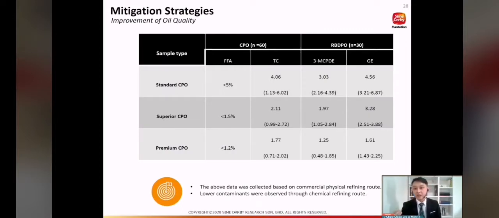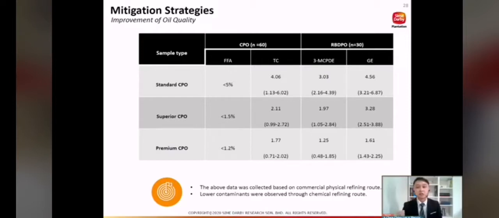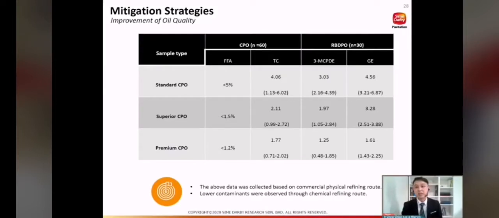So, if we go through, we see that with these implementations of proper fruit qualities and also the process conditions, we're actually able to reduce the TC and also result in lower 3-MCPDE and GE formations. So these are some results that we show here, based on a commercial trial through physical refining routes. We also noticed that if this oil undergoes chemical refining, the result is even much better.